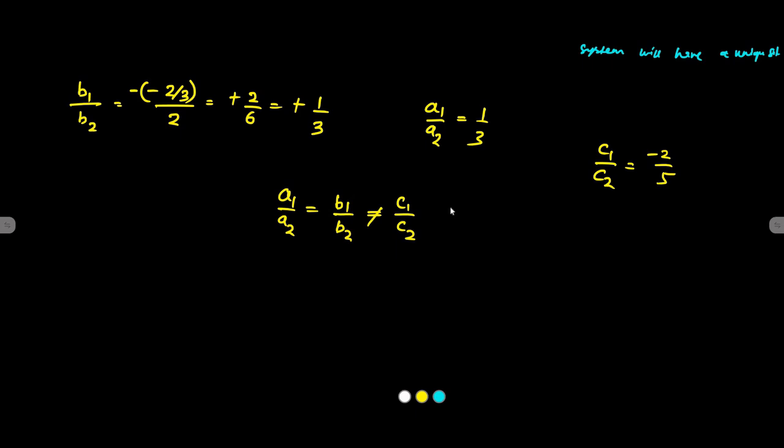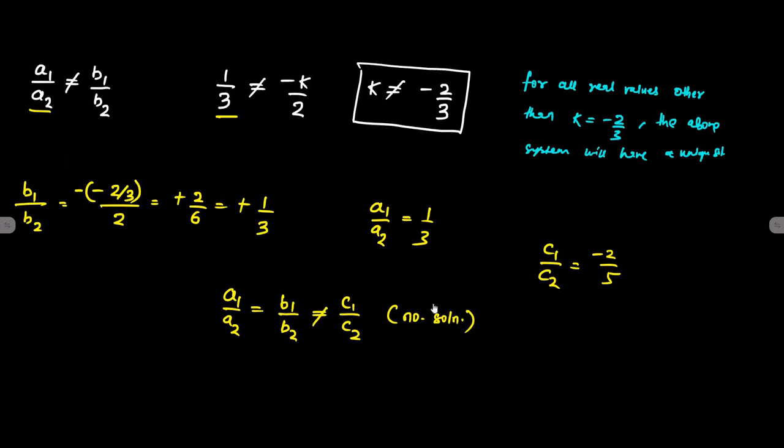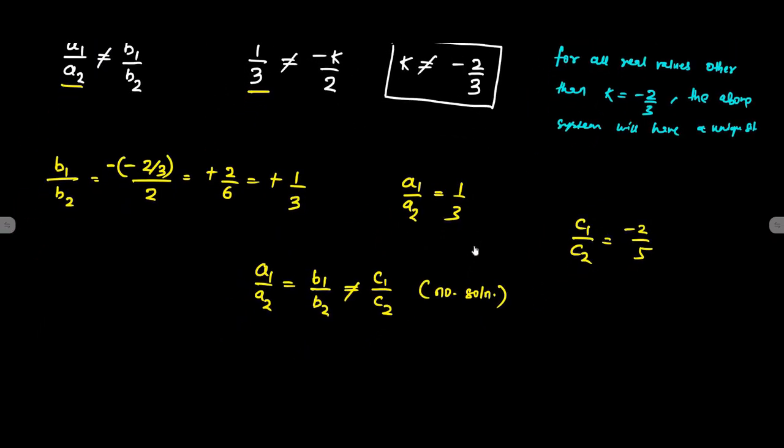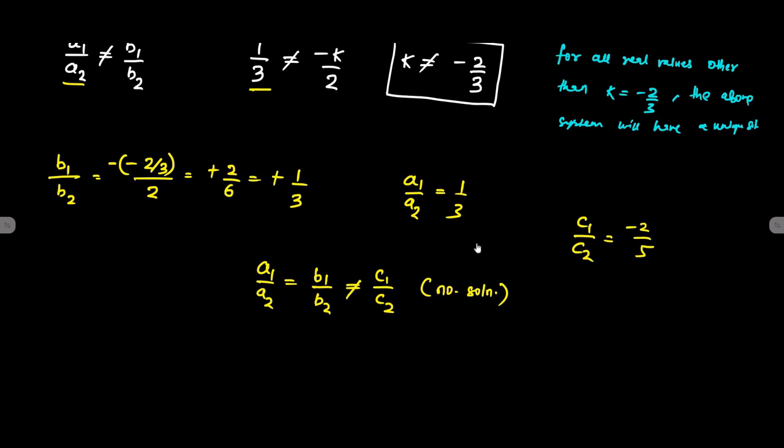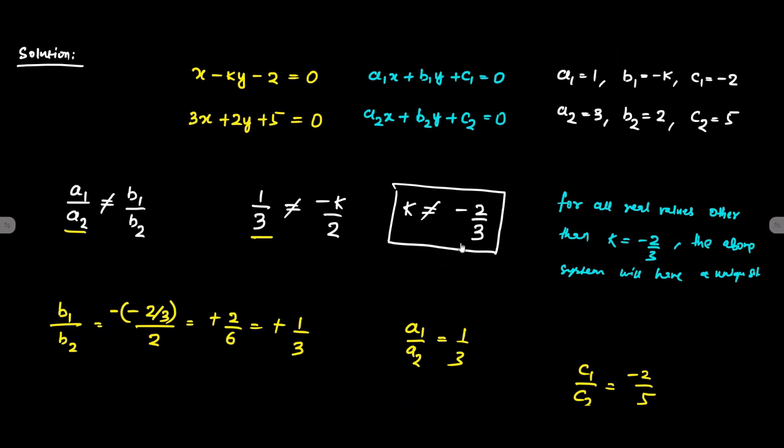So when we substitute k equals to minus 2 by 3, the above system of equations has no solution, because A1 by A2 is equal to B1 by B2, that is 1 by 3, but it is not equal to C1 by C2, that is minus 2 by 5. And the result which we wanted is that for all real values of k other than minus 2 by 3, the above system will have a unique solution. So this is the thing.